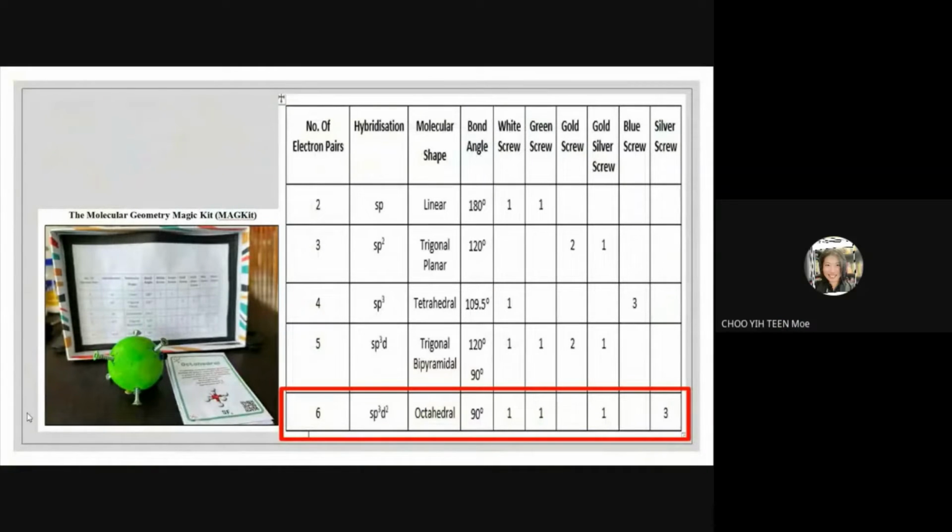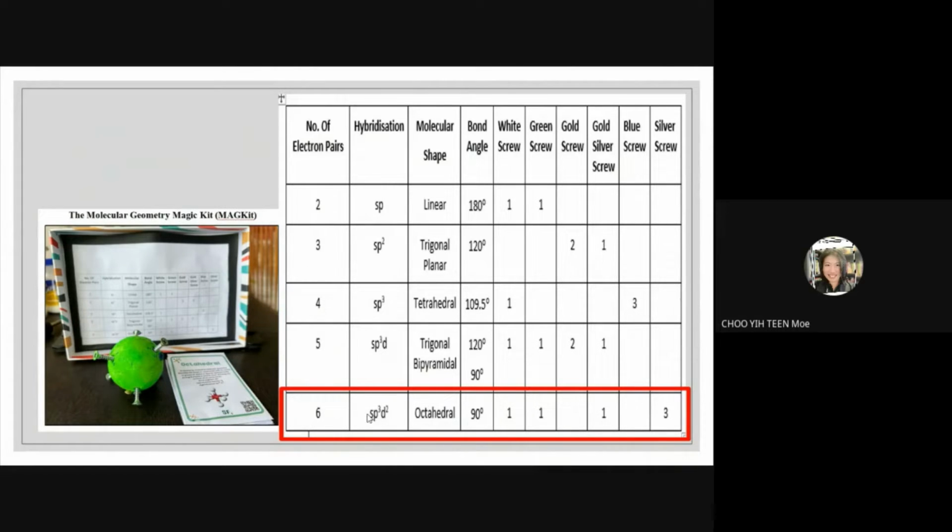sp3d2 hybridization involves 6 hybrid orbitals. Let's count: 1 s orbital, 3 p orbitals, and 2 d orbitals. So altogether, you have 6 hybrid orbitals. This kind of hybridization only occurs with elements in quantum shell 3 and above, because quantum shell number 1 and number 2 don't have d orbitals.